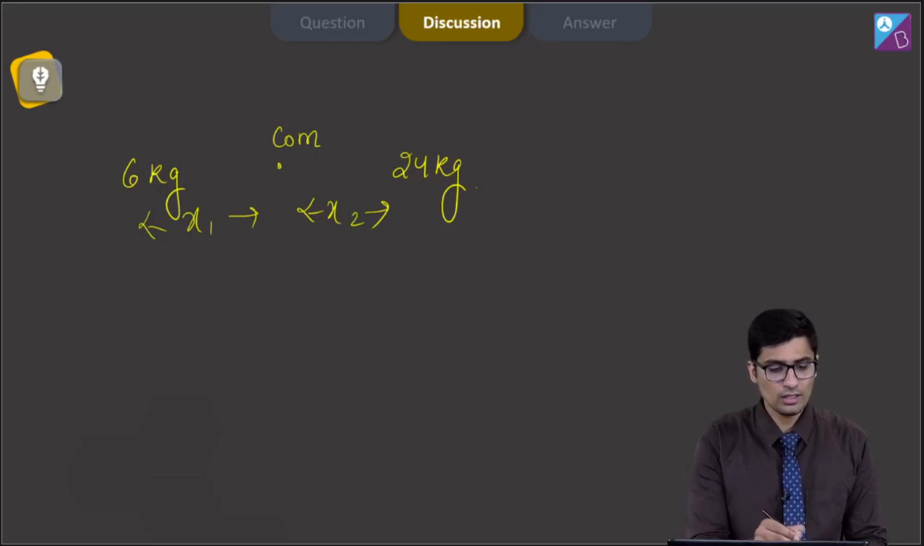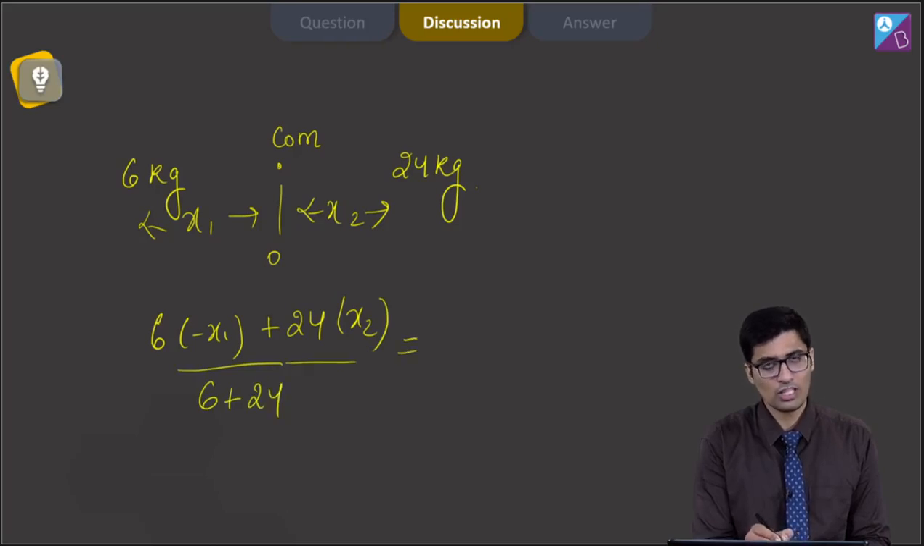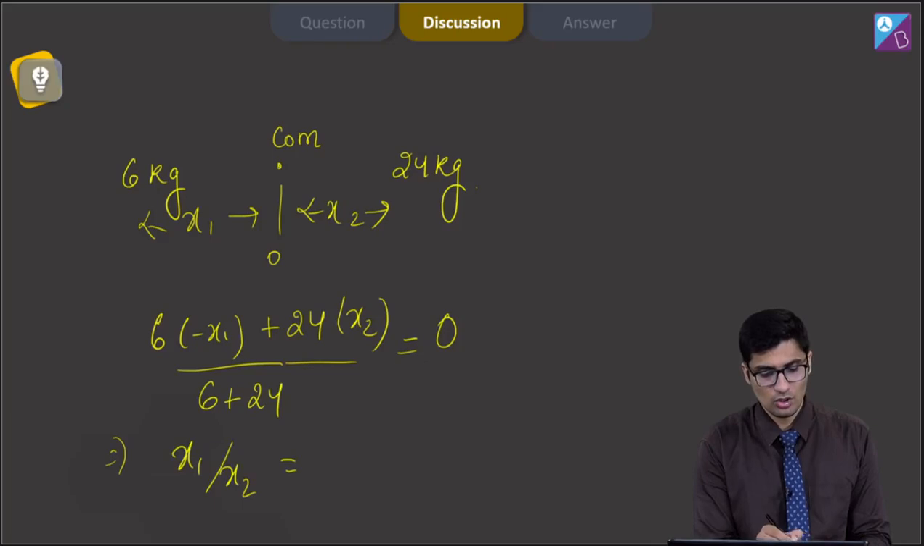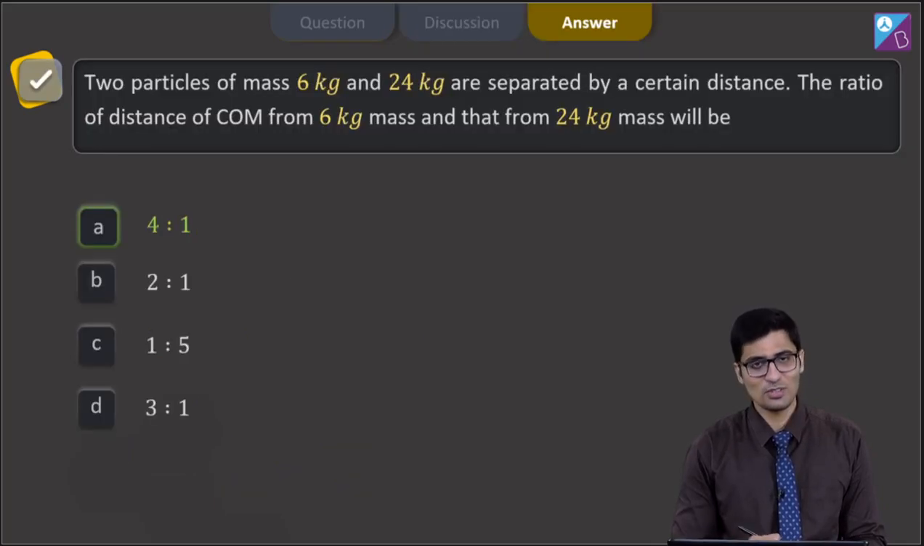Now, if we consider the center of mass to be at origin, we can write down that 6 into minus x1 plus 24 into x2 divided by 6 plus 24 will be equal to the location of center of mass, and here in this case it is equal to 0. On simplification, we get a value of x1 by x2 to be equal to 4 by 1. Therefore, the required ratio is 4:1, and hence for this question the correct answer is option A.